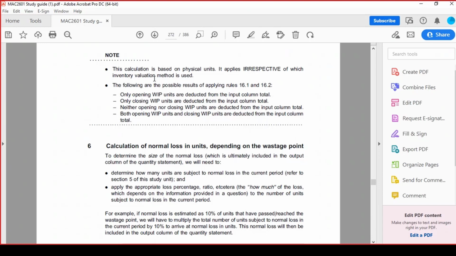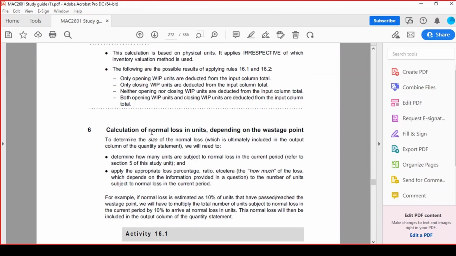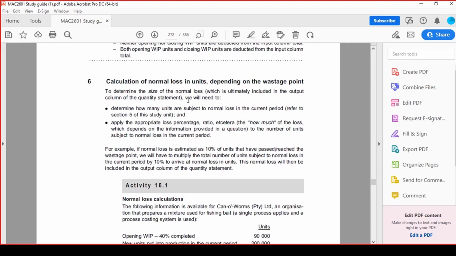These rules are very important because they apply irrespective of the inventory valuation. Please bear with me today, more theory, and then we'll do the question. I just need to make sure you fully understand the rules. So what are the possibilities out of these rules? Opening WIP might be deducted from your input column total. Closing WIP might be deducted from your input column total if they meet these two rules. Or neither of them will be deducted, or both of them will be deducted.